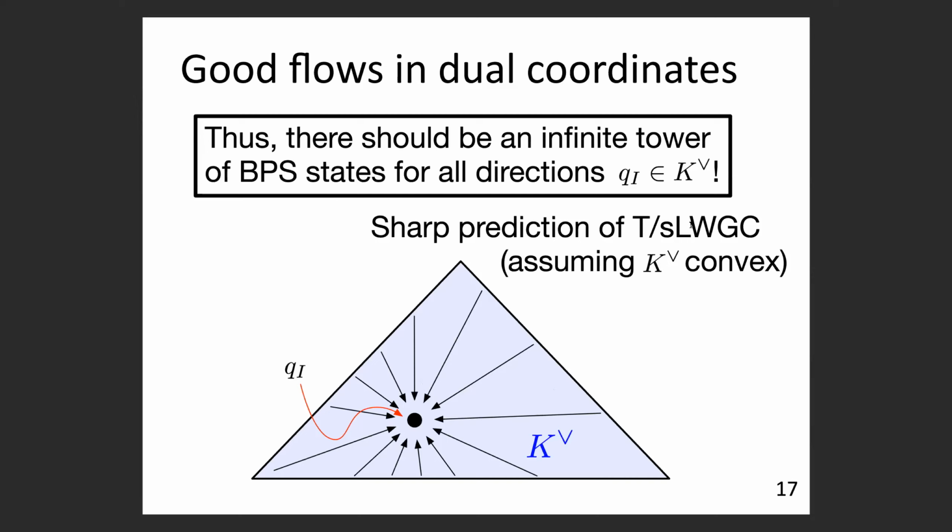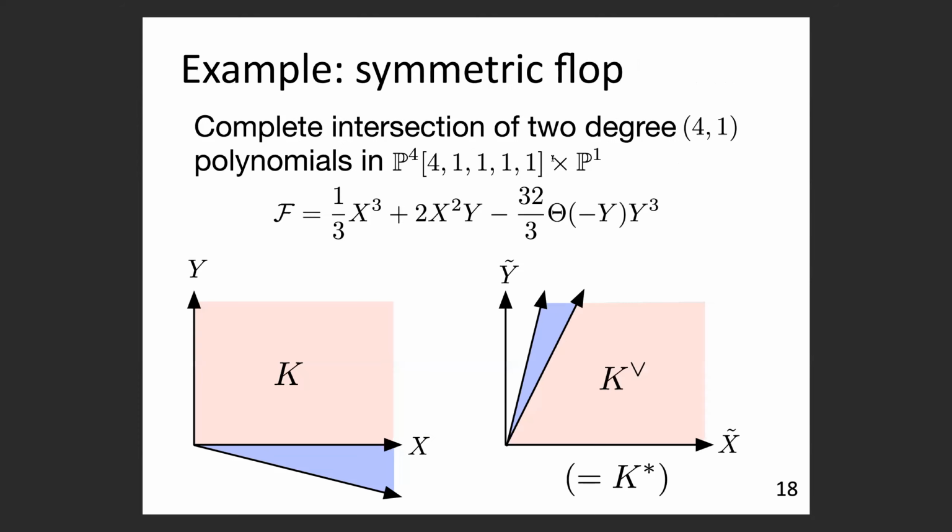So otherwise, this is a sharp prediction of the tower / sublattice conjecture. This I can't get around. So let's see if it's true or not. Let's take an example. Let's look at a particular Calabi-Yau, which is the complete intersection of 2 degree 4-1 polynomials in this weighted projective space here times P1.